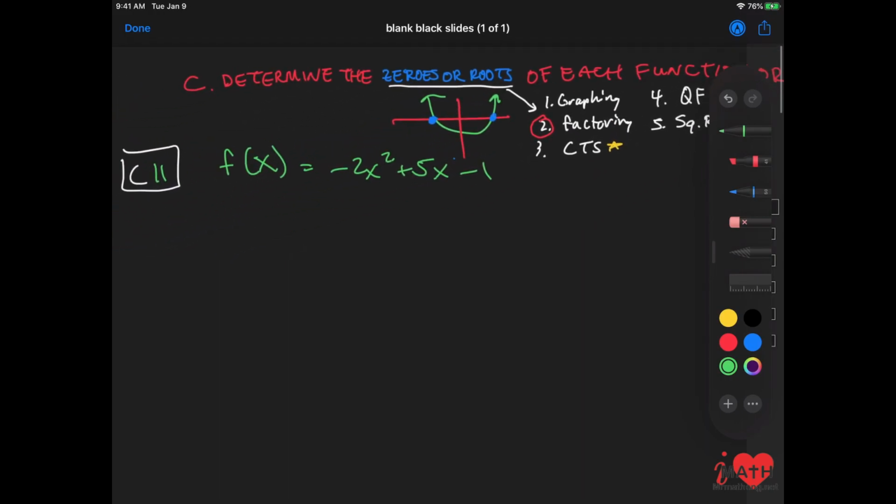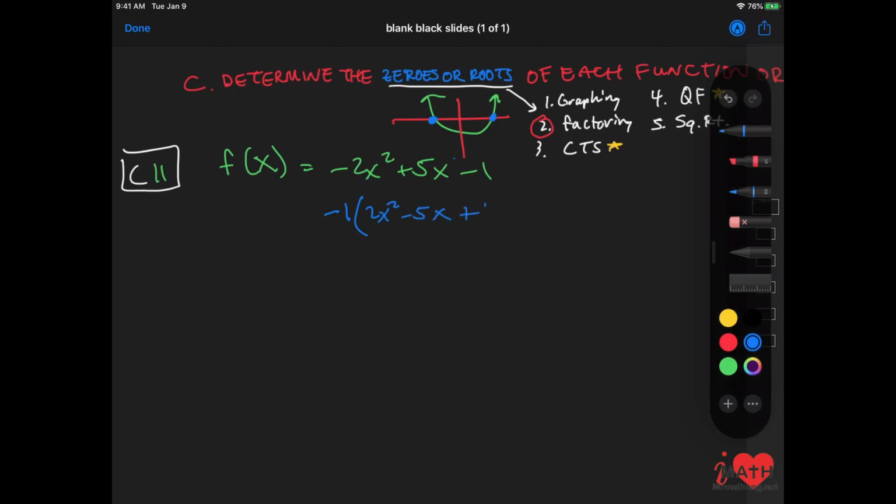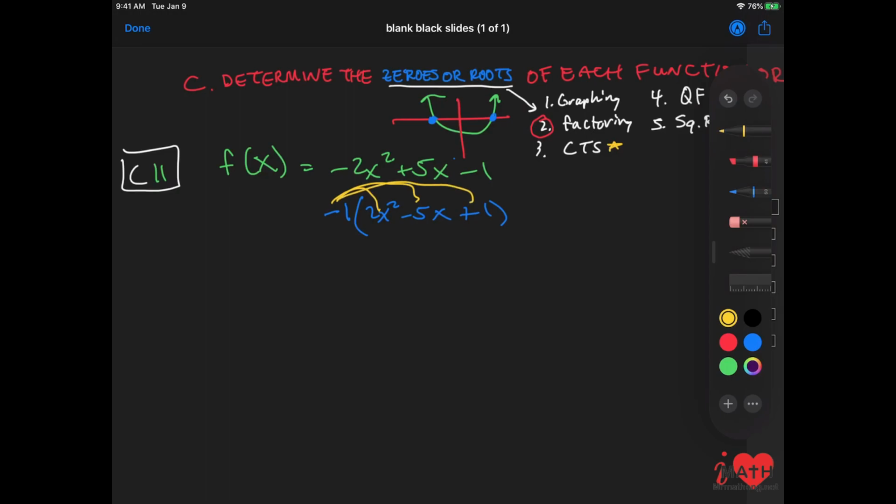So let's see if we can factor this one. And anytime you're factoring, you don't want an a value that's negative. So what I'm going to do is factor out this -1. So I get 2x squared minus 5x plus 1. Remember, you can always check your answer by distributing. Multiply there, you get -2x squared above, positive 5x above, and -1 above.